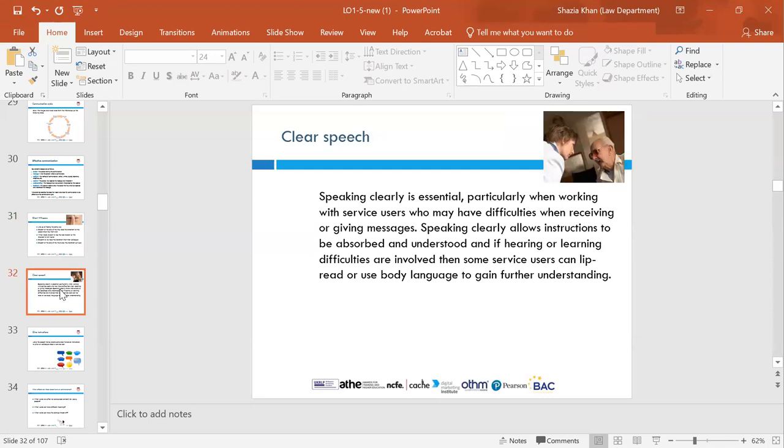Clear communication. Now, clear communication or clear speech is really important in regards to working in the health and social care profession, because we need to get everything out clearly to the individual, able to speak properly and clearly to maybe a patient that is elderly. If you don't have clear speech, then they're not able to understand what you are saying.